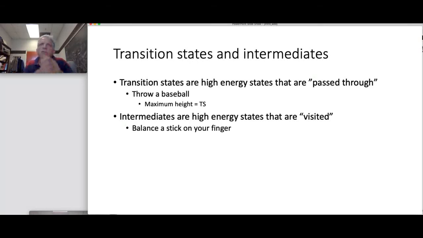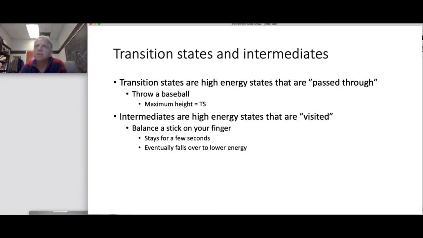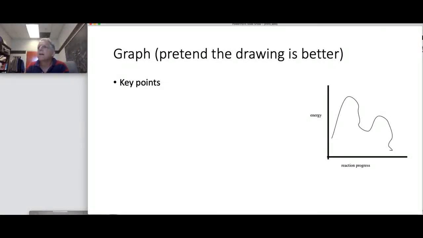I'm going to try to do this demo, but it's not going to work. See, I'm going to try to balance this pen on my finger like that. I'm really not good at it at all. It stays for a few seconds, and then it stays for a fraction of a second. So an intermediate is a thing. It actually exists for a little bit of time, and then eventually it falls over into something else. A transition state is not.